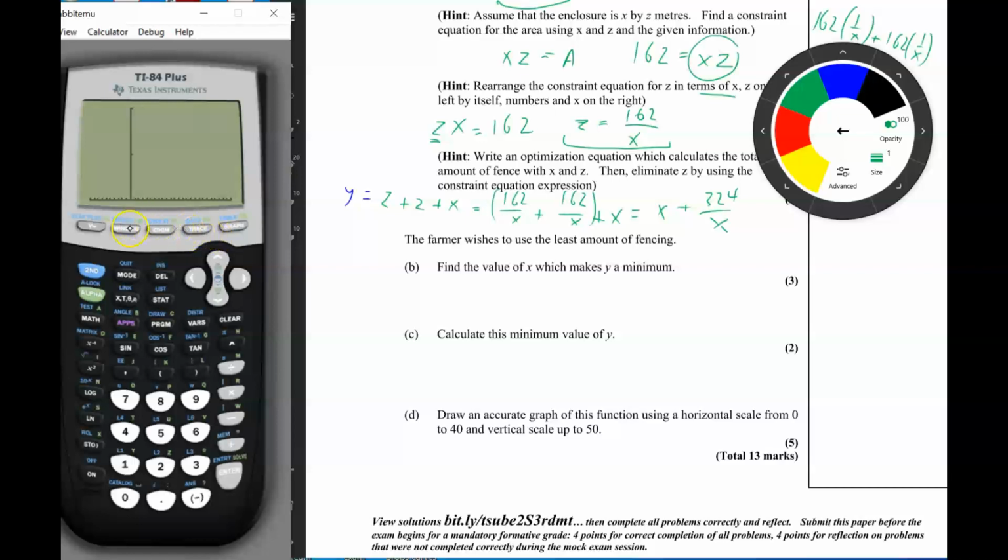What did I do wrong? Window. Oh, I put 2. It's supposed to be 200. Wondering why nothing was happening. Graph. Okay, now I can kind of see a little bit. The minimum looks like it's around there. Let's make it a little bit wider to make sure we get the minimum. So we'll go to about 50.